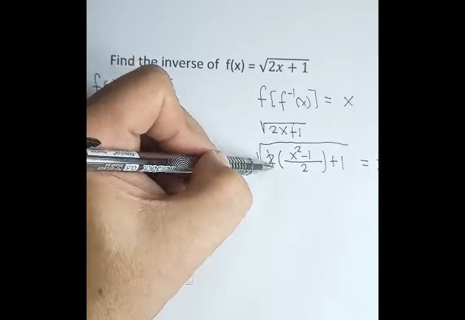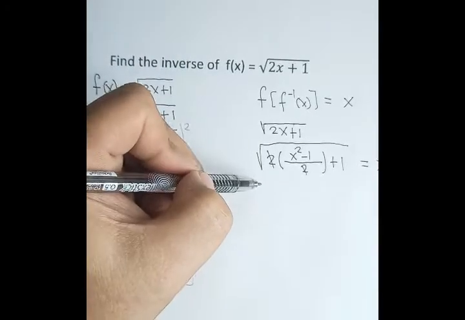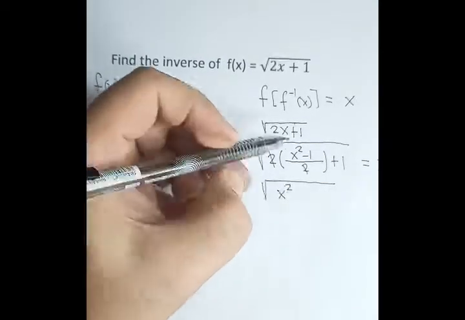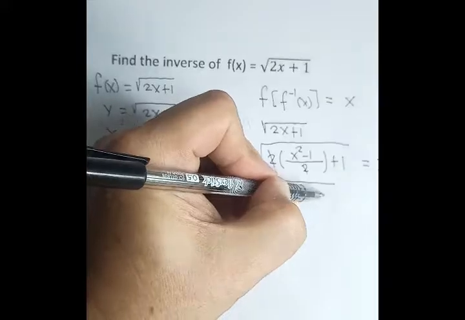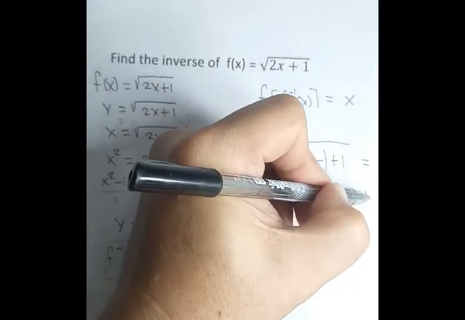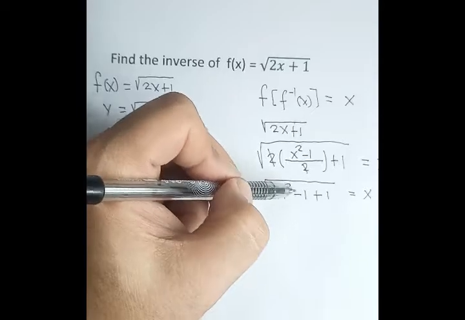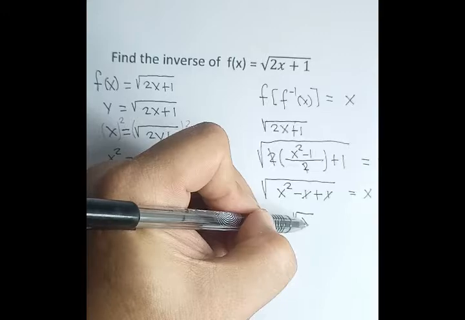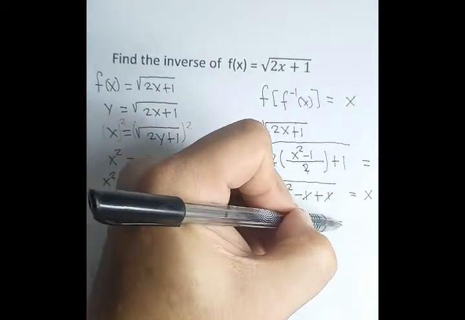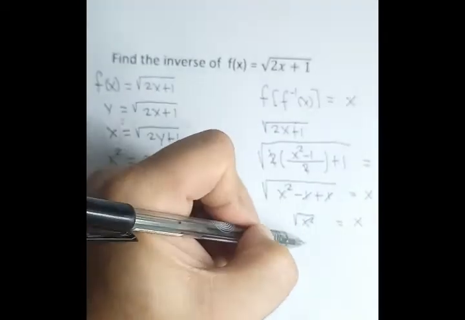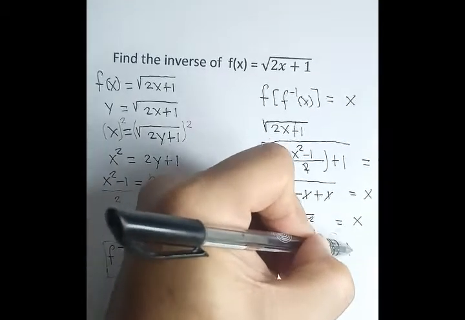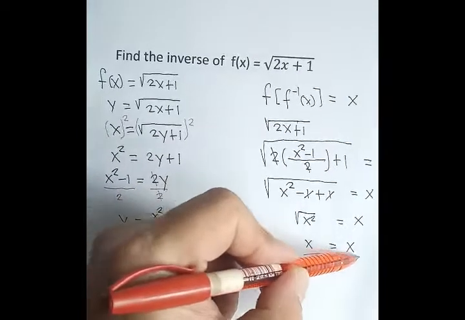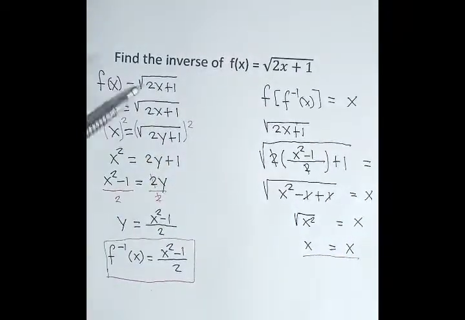So again, the 2 and 2 will cancel out. So ang nabilin na to is x squared minus 1 plus 1 equals x. So minus 1 and plus 1 will cancel out. Ang nabilin na ito is square root of x squared equals x. Square root of x squared is x. So we have verified that x equals x.